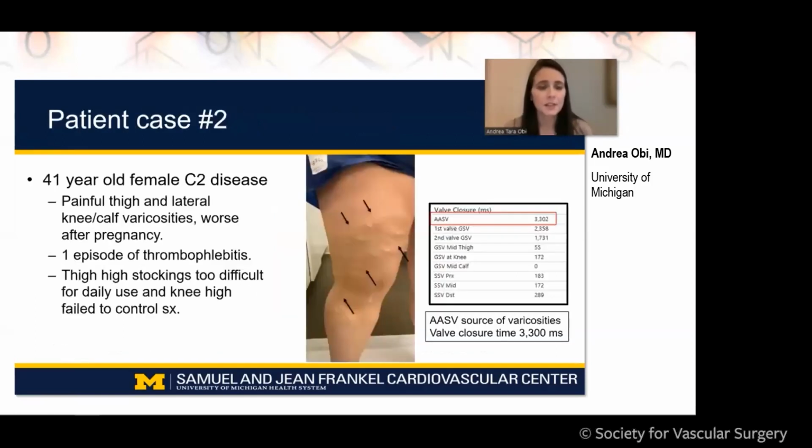What about this case? This is a 41-year-old female with C2 disease. You can see from the picture that she has painful thigh and lateral knee and calf varicosities, which became worse after her pregnancy, and she also suffered an episode of thrombophlebitis. Thigh-high stockings were too difficult for her to use on a daily basis, and knee-high stockings failed to control her symptoms. She underwent duplex ultrasonography, and the anterior accessory saphenous vein was found to be the source of her varicosities. The valve closure time was 3,300 milliseconds.